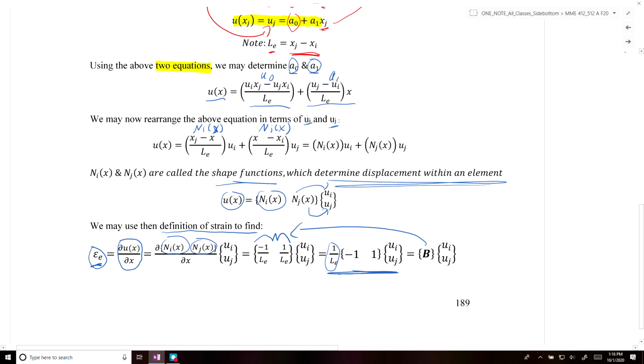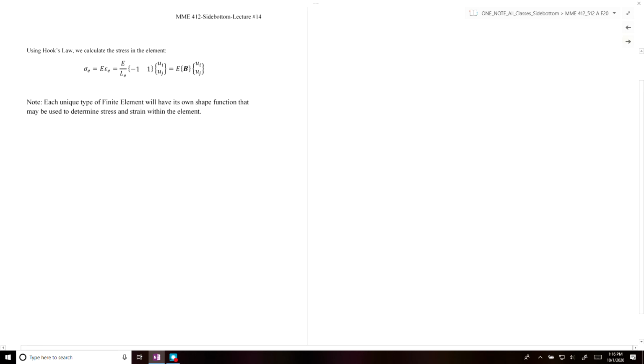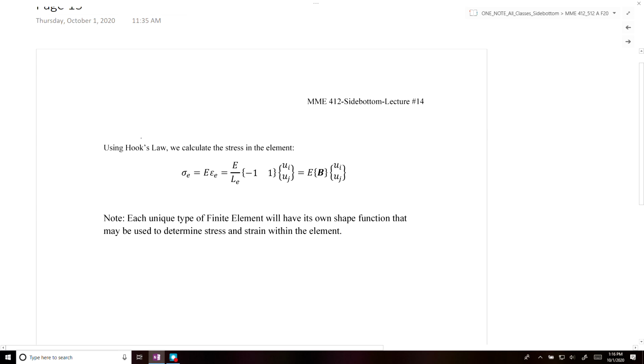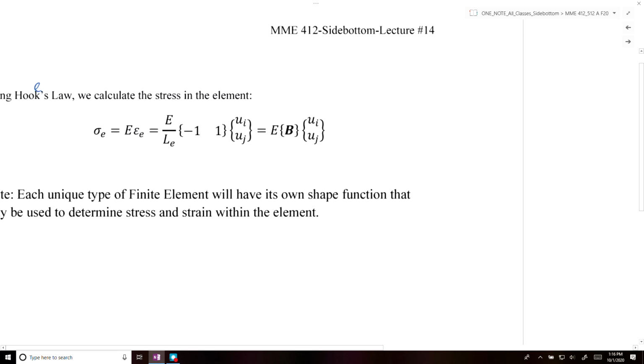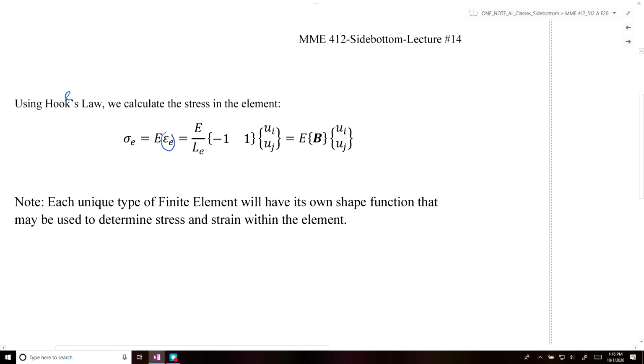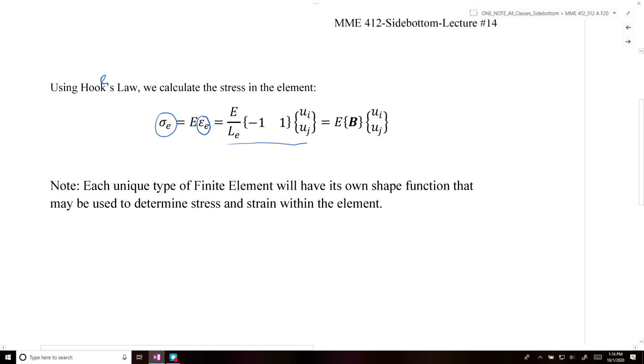The next thing is we can use Hooke's law to calculate the stress in the element. All we need to do is multiply the strain by the elastic modulus to get our stress within our element. The important thing to note here is that in this specific case, we're talking about the bar element or the truss element, which is the simplest type of element.